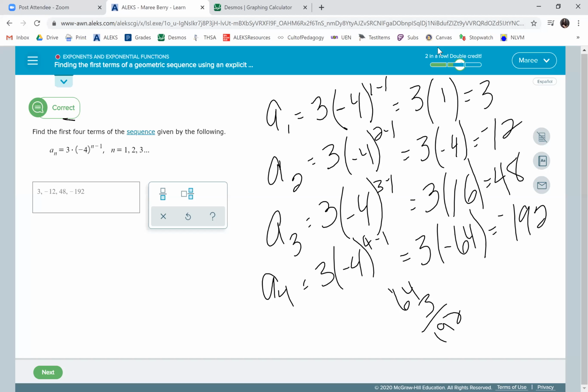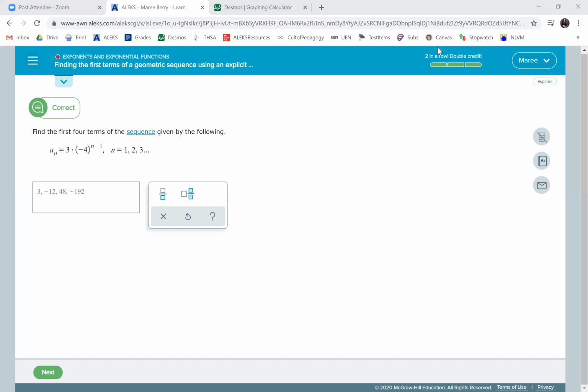Good job. Okay, so this is this topic, and you just want to substitute 1, 2, 3, and 4 in for n and find the first 4 terms. So good luck with this topic.